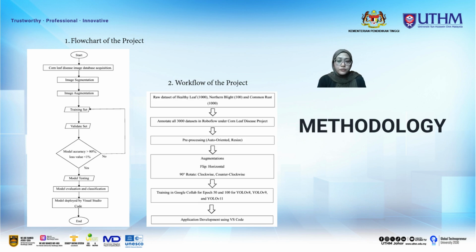But if the model accuracy is below 80 and the loss is more than 1, I will repeat the training again. So I will repeat training the dataset until the accuracy is more than 80 and the loss is below 1. After that, I will proceed to the next step, which is to develop the application using the dataset that has accuracy higher than 80 and loss lower than 1. So that's it.